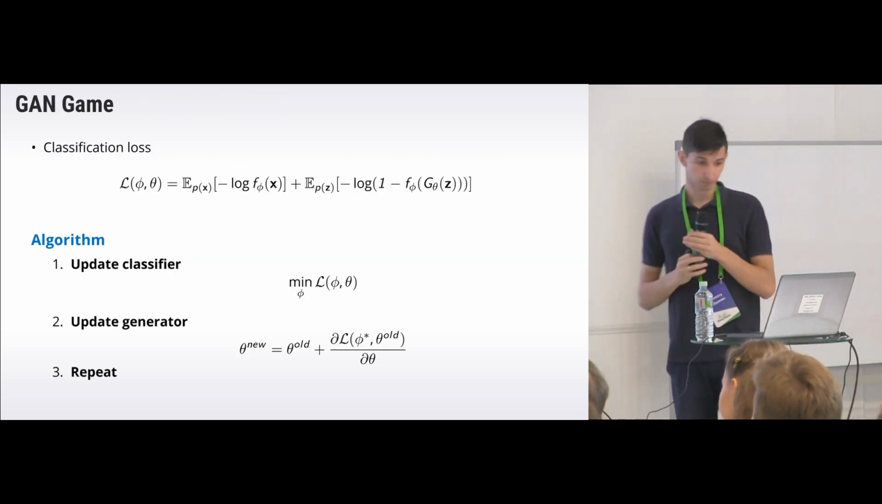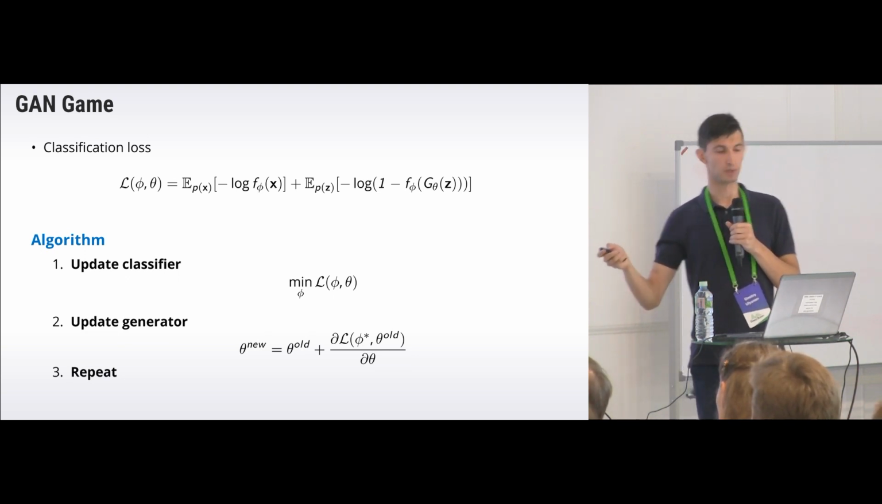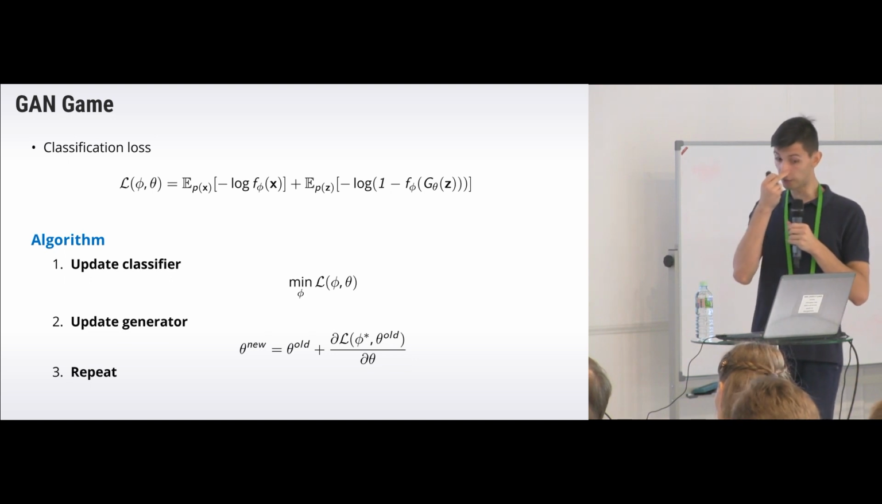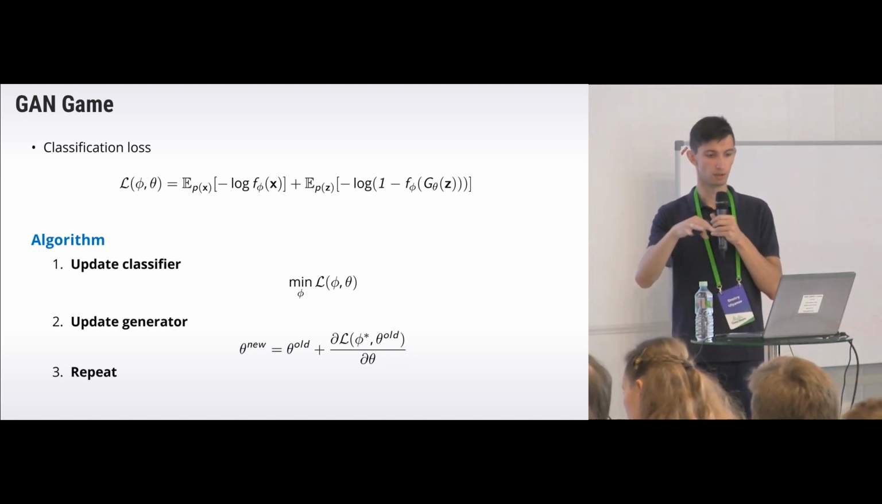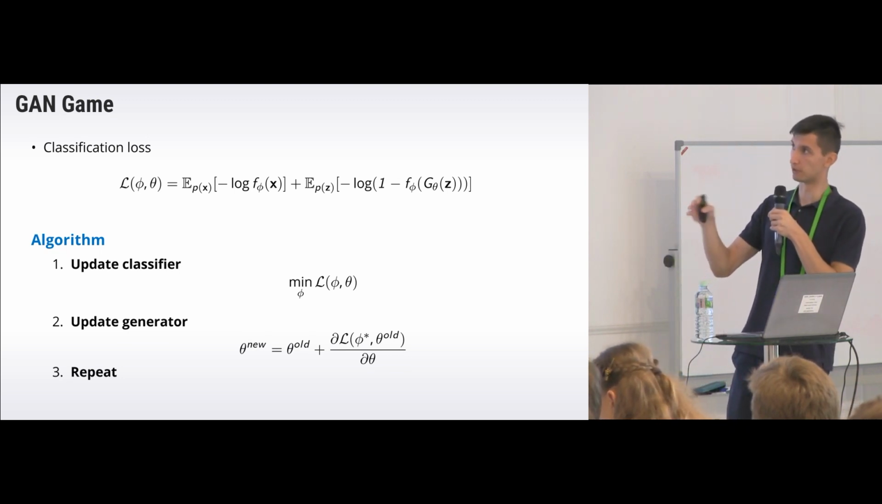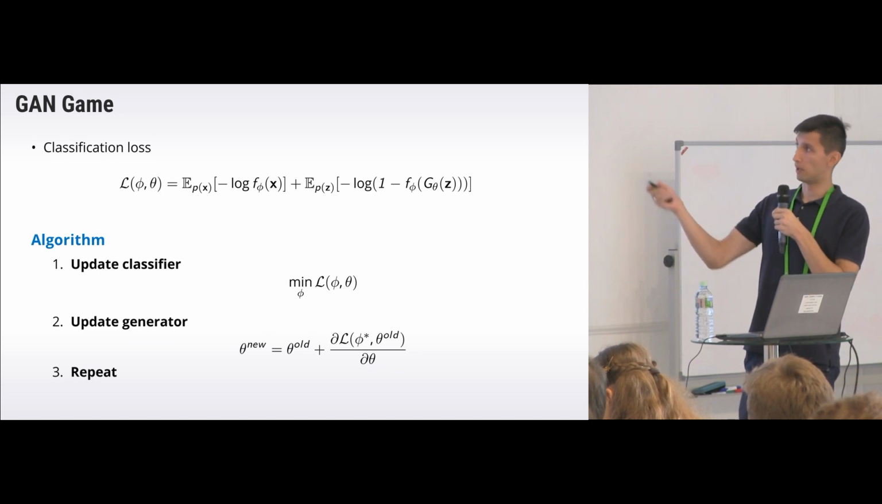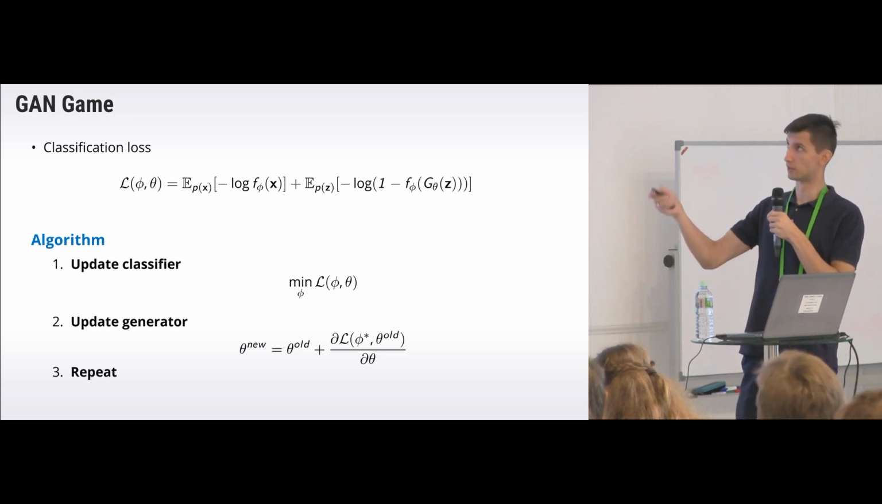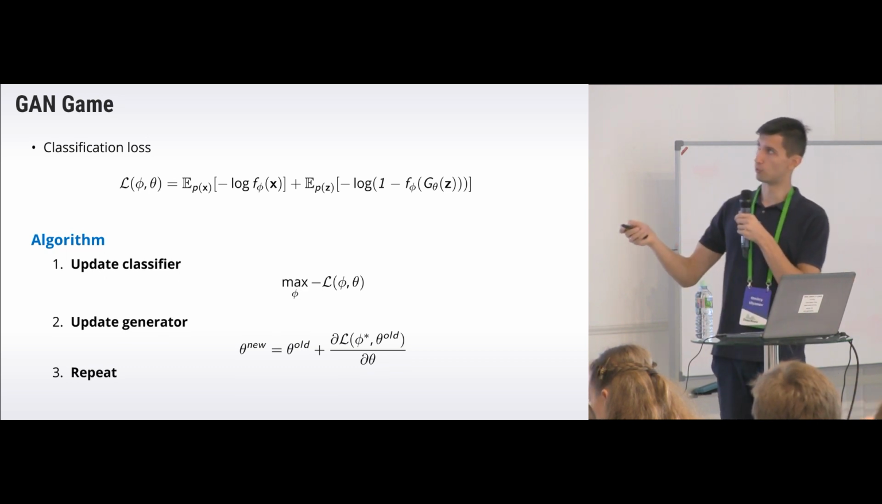Okay, so let's move on. That was a short summary of what an implicit model is. I told you that we actually can use different guides. It should not only be a classifier, so let's take a look at what it can be. You've already seen this slide. This is a GAN game: we have a classification loss, then we update the classifier, then we update the generator. Let me rewrite it a little bit.